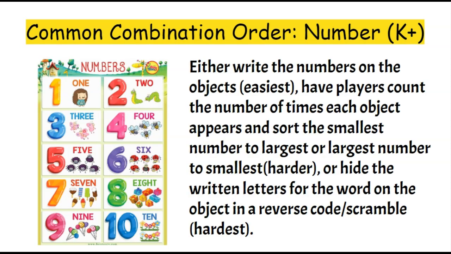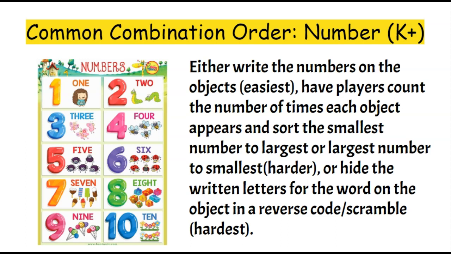The next order we're going to look at is number order, which is also a kindergarten and up puzzle. The kindergarten version of this particular order is where you take the numbers 1 through 5 and you stick them on different things on the screen, and that's the order that you put the objects in.